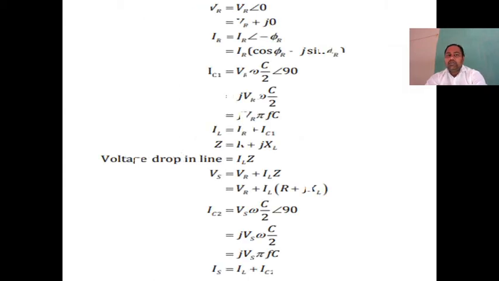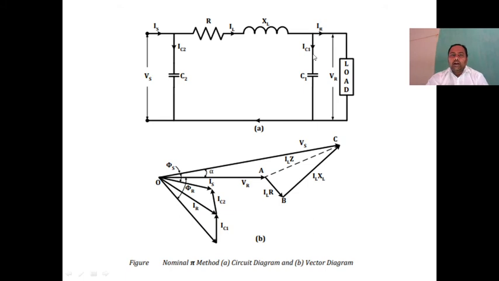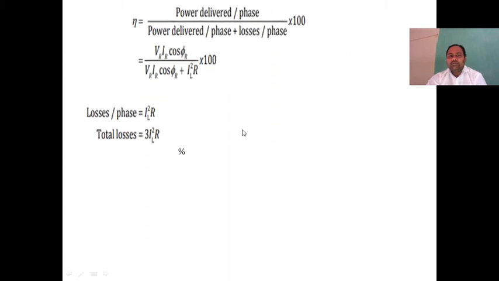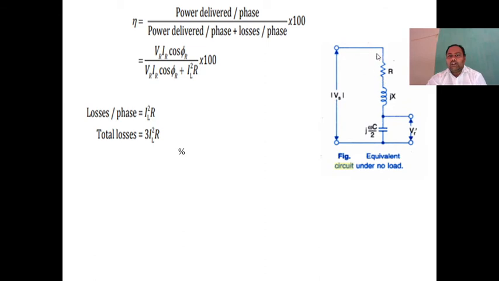Go to the diagram. No load condition means without any load. Please observe carefully, without any load. Draw the diagram. There is an R value, an XL value and the charging current. Without any load, this branch is invalid. So the current will pass just like this. We have the total impedance R, jX, and half of the capacitance at VR dash. This is the equivalent circuit without any load condition.